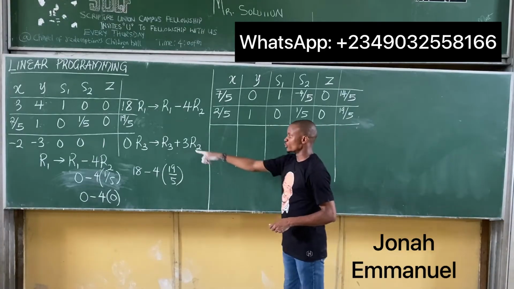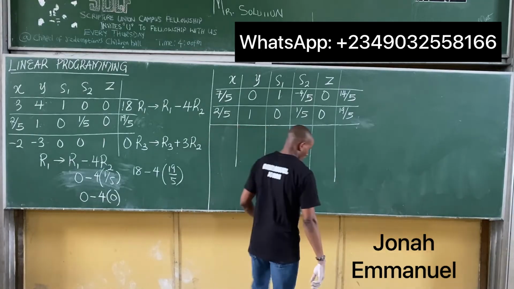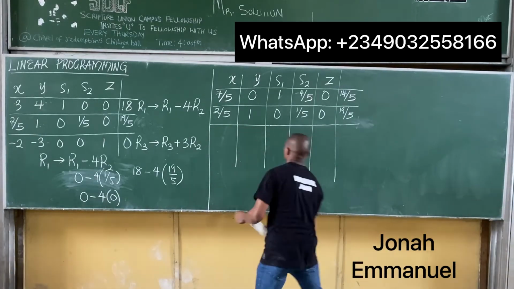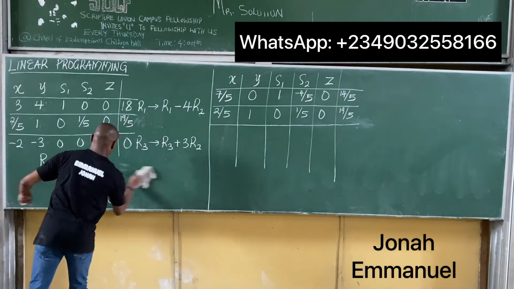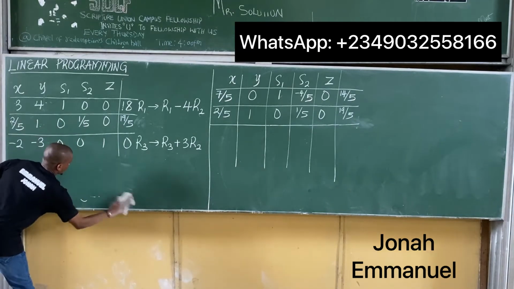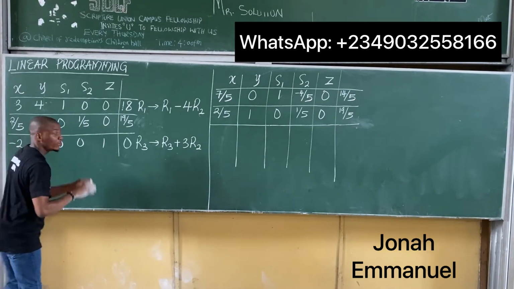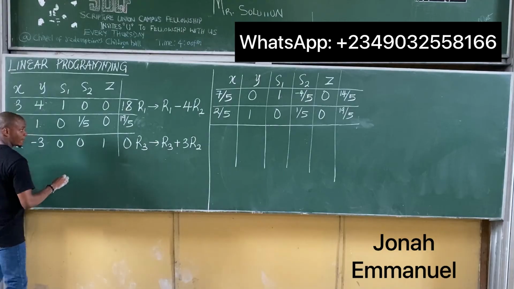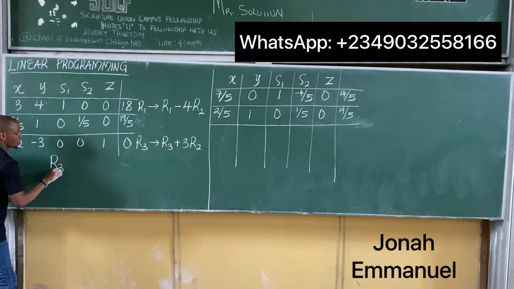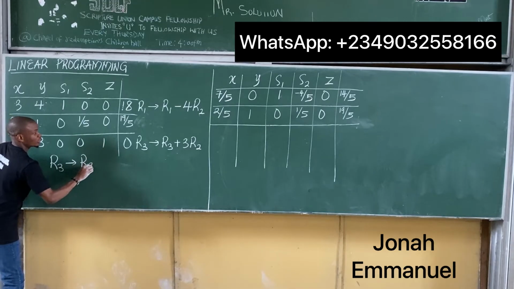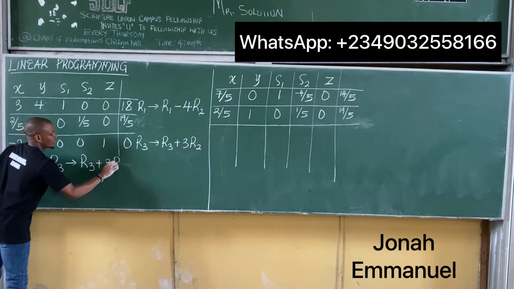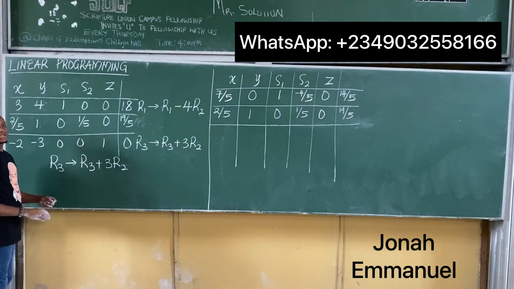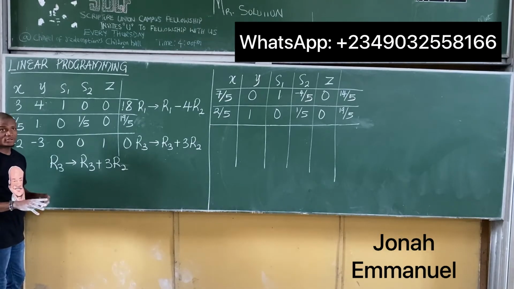Next up, row 3 operation. Look at it. We said row 3 is equal to what there? Row 3 plus what? 3 row 2.